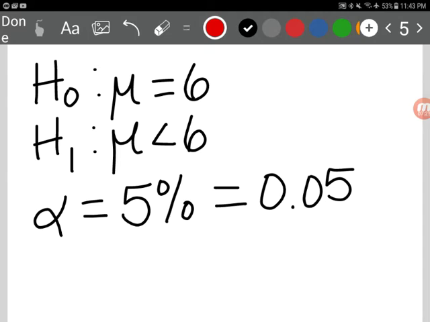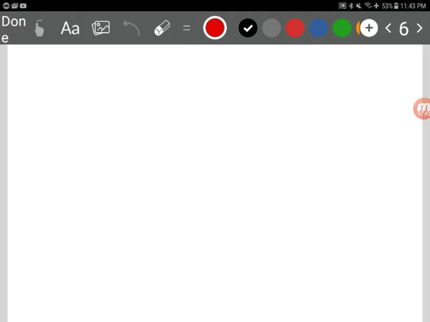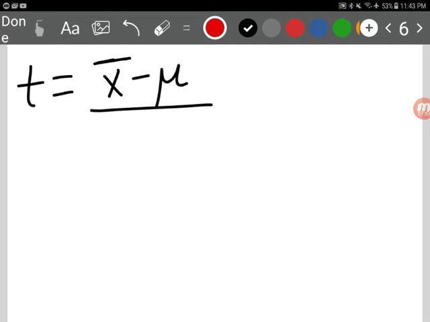And I'm on page 439. Step 2 says we want to find the mean, the standard deviation, and n from this sample, with the population mean from H0, to compute the sample test statistic. The formula to do our test statistic is t equals x bar, which is our sample mean, minus our population mean, which we already have, divided by our sample standard deviation divided by the square root of n.